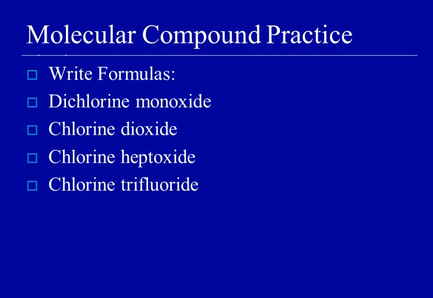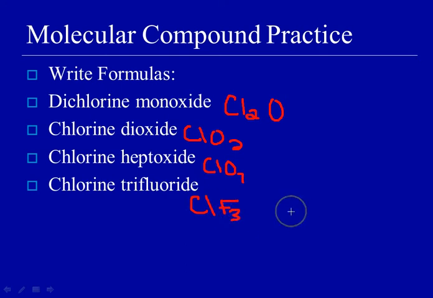Okay, and then last thing to do is to practice writing some formulas. Here's what I would do. I would pause this, try to write them, and then check your answers. Here they are. Cl2O. This one, chlorine dioxide, ClO2. Chlorine heptoxide, ClO7, I believe. ClF3 for chlorine trifluoride.